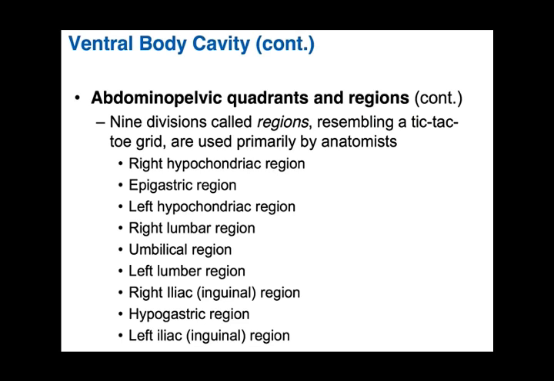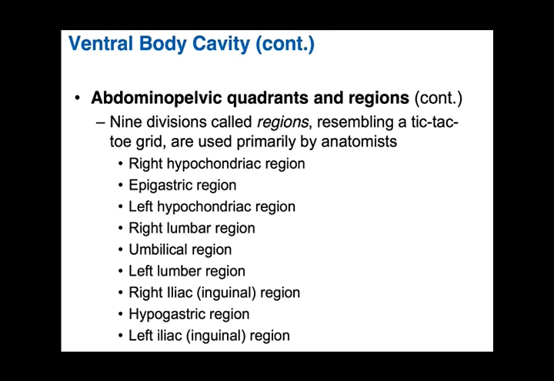When we talk about further divisions of these abdominopelvic quadrants, they are further divided into regions. The abdominopelvic cavity is divided into nine regions, resembling the tic-tac-toe grid. All of you might have played that noughts and crosses game, and it basically resembles that grid.